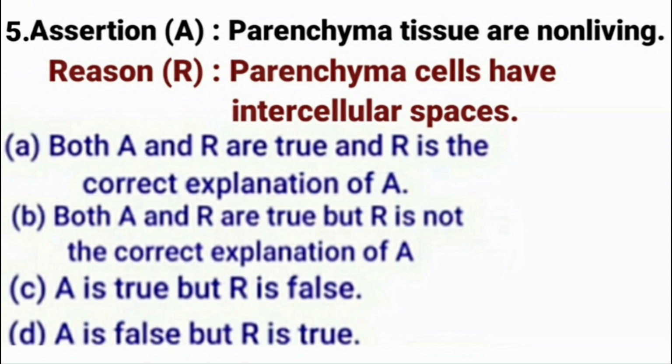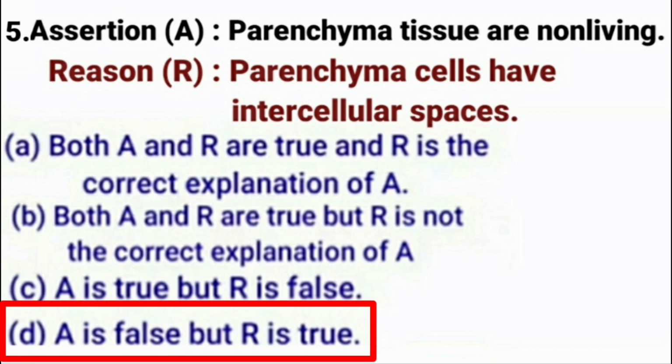Next question, assertion: parenchyma tissues are non-living. Reason: parenchyma cells have intercellular spaces. Assertion is false because parenchyma tissues are living. Here the statement of reason is correct: parenchyma cells have intercellular spaces. So assertion false, reason true. So the correct answer is option D. Assertion is false but reason is true.